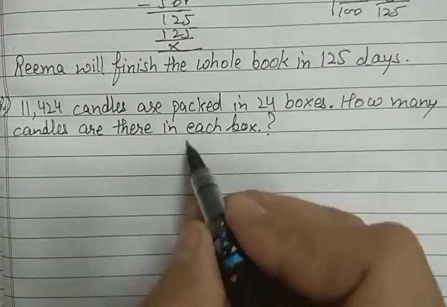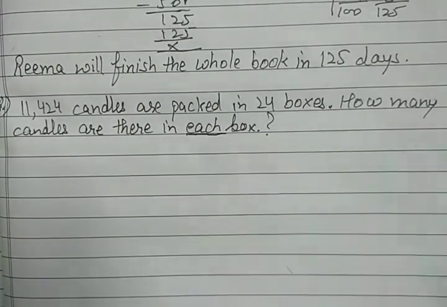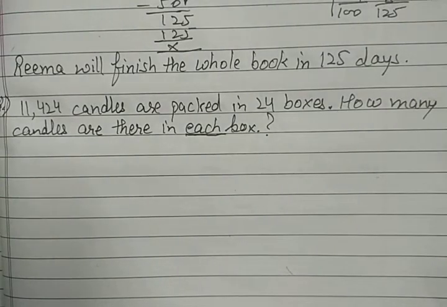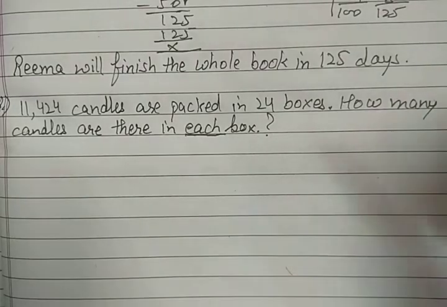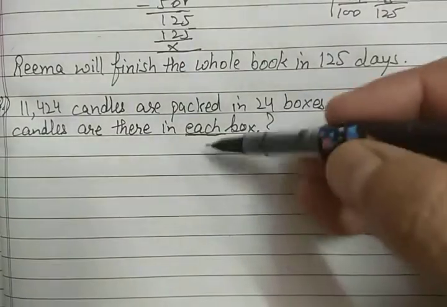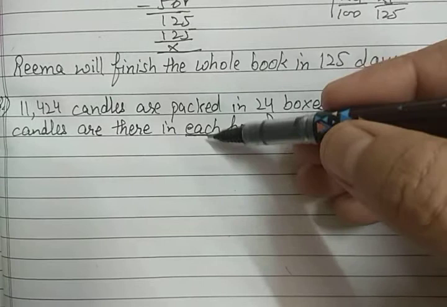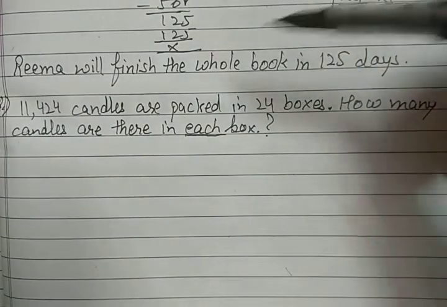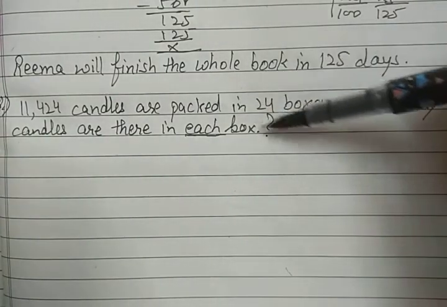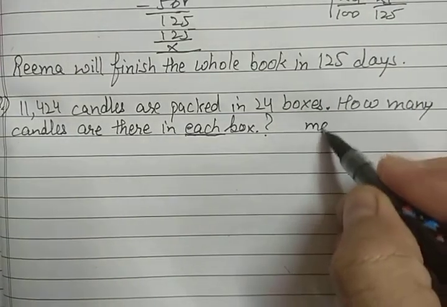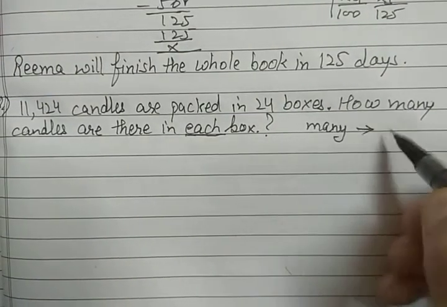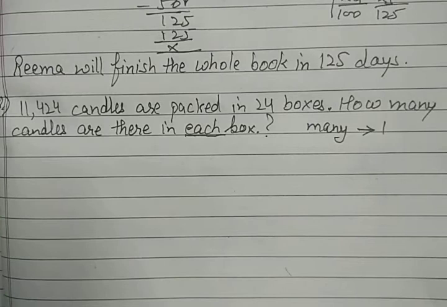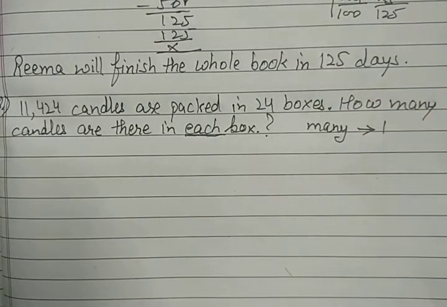So we have discussed in the previous video, each means every one, har ek. So that means one box: you have to find out the candles in one box. Here the candles in many boxes are given, and you have to find out the candles in one box. In such a situation, what do we have to do?